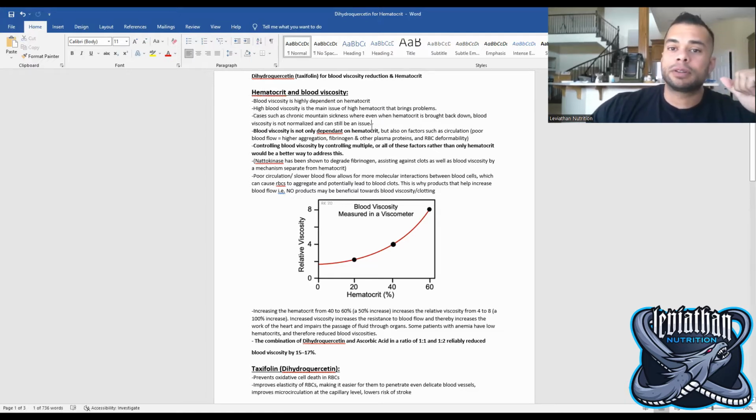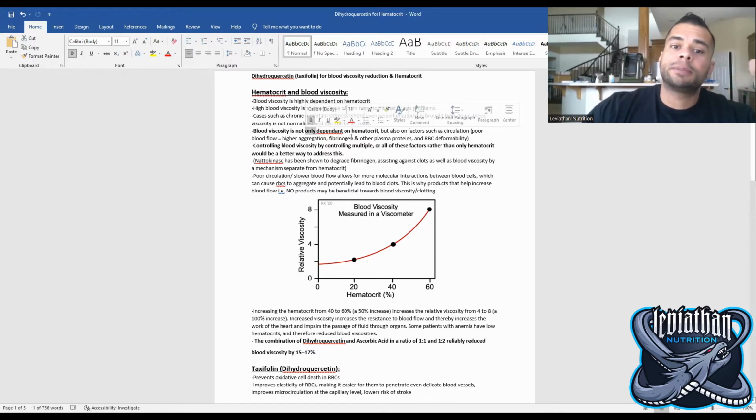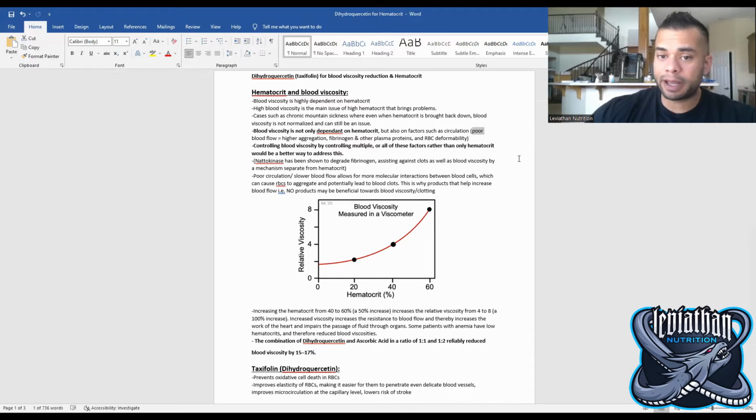So it's important to realize that just because you normalize hematocrit does not necessarily mean that you will be normalizing blood viscosity. Blood viscosity is not only dependent on hematocrit, but it also depends on other factors like circulation, the amount of fibrinogen in your blood and other plasma proteins, as well as red blood cell deformability. Now I'm going to get a little bit into each of those. So let's start with blood flow.